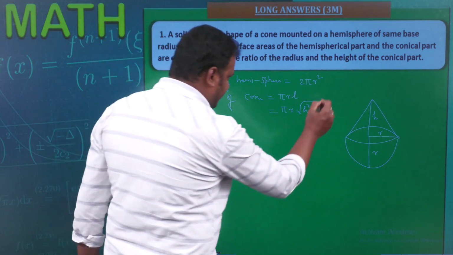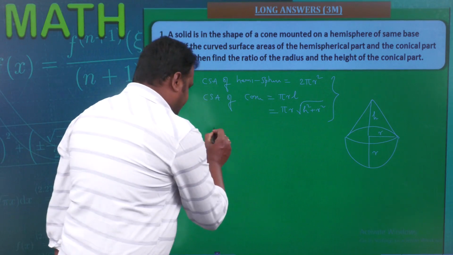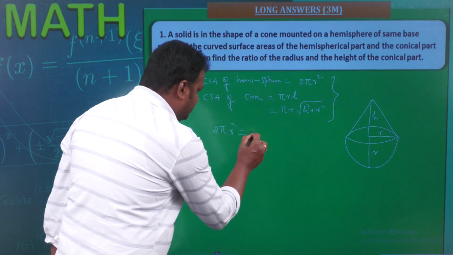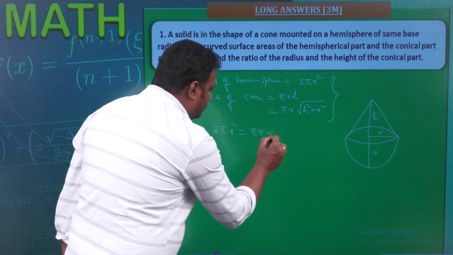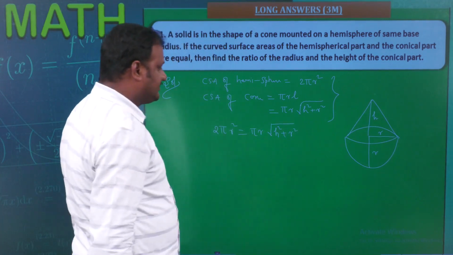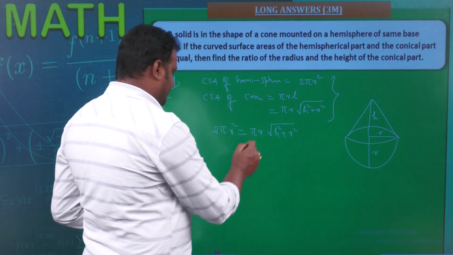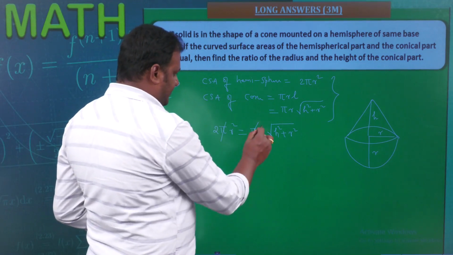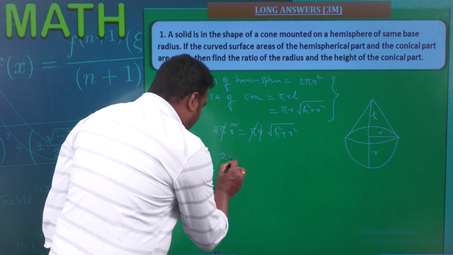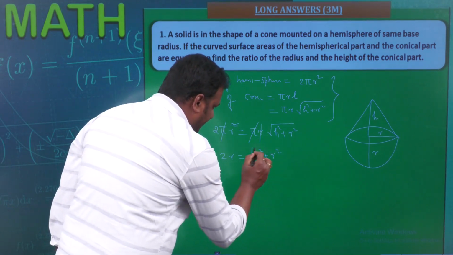So given that the curved surface area of the hemispherical part and conical part are equal, what does it mean? These two portions are equal. So when you equate both of them, you get 2 pi r square is equal to pi r into root over h square plus r square. If there is any cancellation, you can cancel them. Here pi and pi can be cancelled, and one radius and one radius can be cancelled. Then you are left with 2r is equal to root over h square plus r square, right?